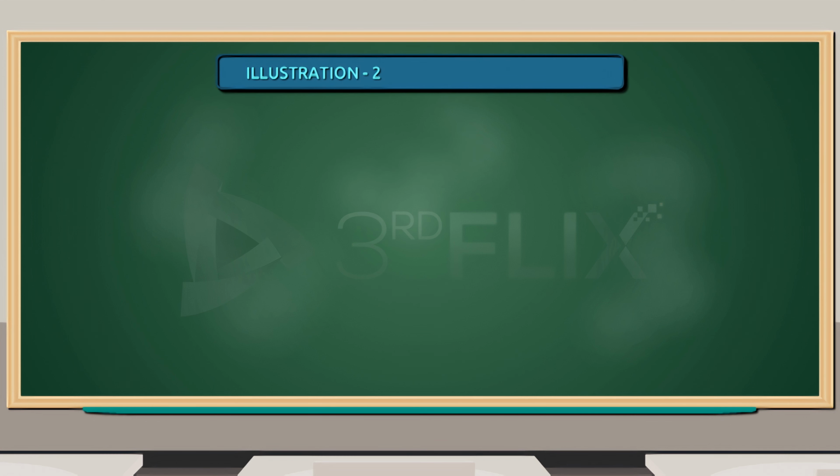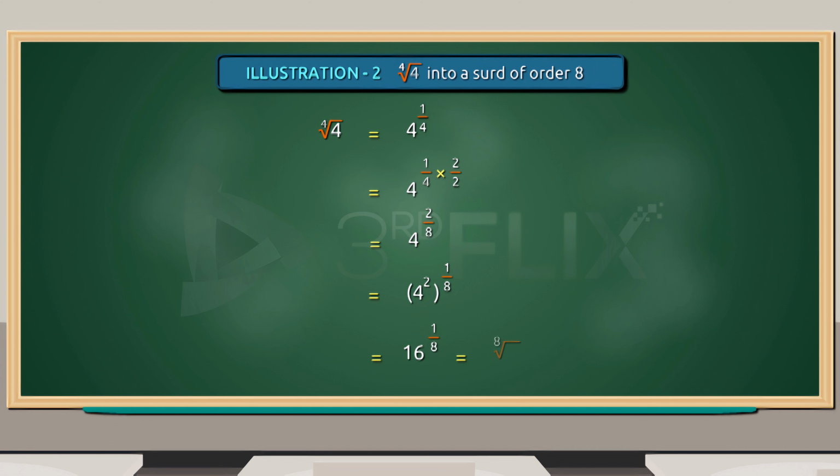Illustration 2. Write the 4th root of 4 as a surd of order 8. 4th root of 4 equals 4 power 1 by 4 equals 4 power 1 by 4 into 2 by 2 equals 4 power 2 by 8 equals 4 square power 1 by 8 equals 16 power 1 by 8 equals 8th root of 16.